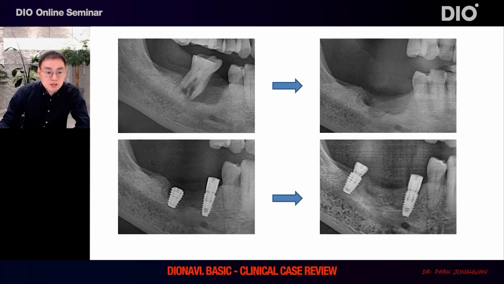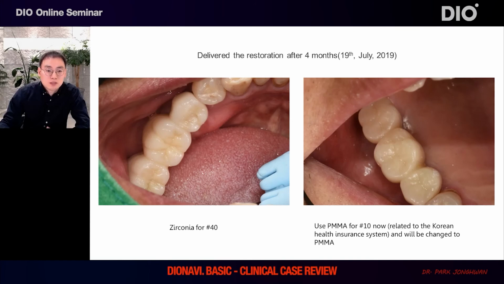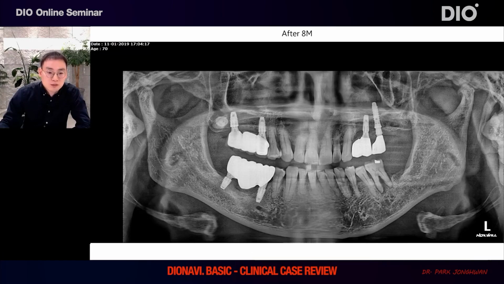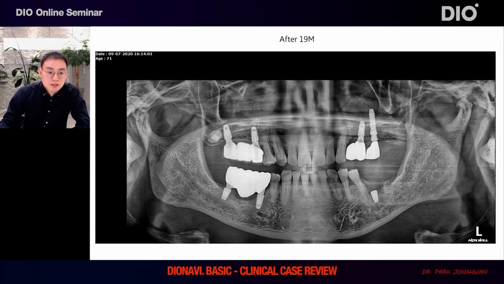Look at how it is first placed. It's very close to the nerve. The second one is also close. But I placed it neatly without any problems. 4 months later, I put up the prosthesis. Zirconia went into number 40 and PFM into number 10, although at the time, temporary prosthesis was placed. This is 8 months after surgery. This is 19 months after surgery.